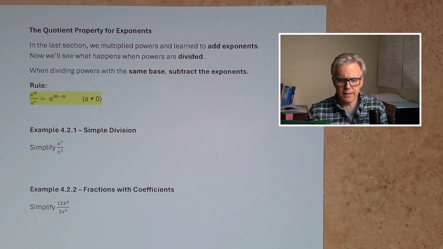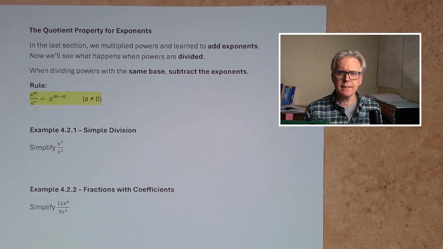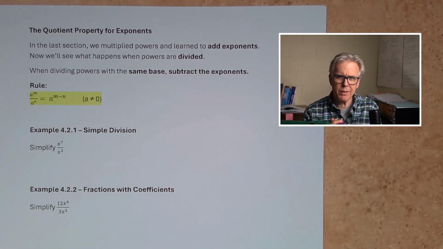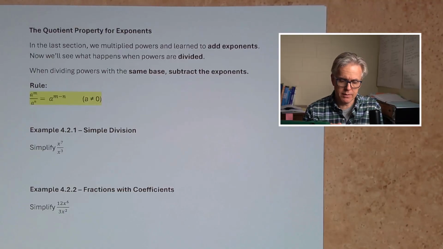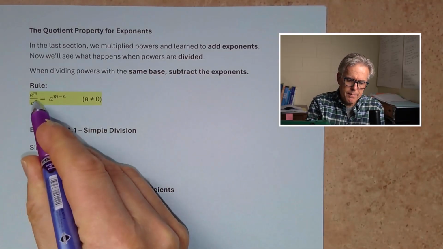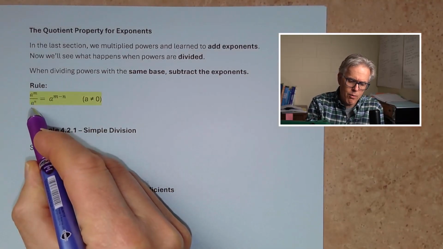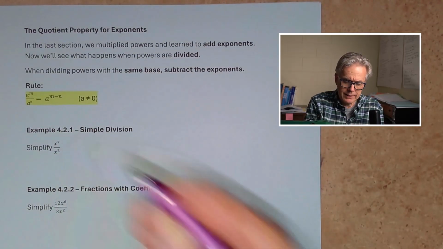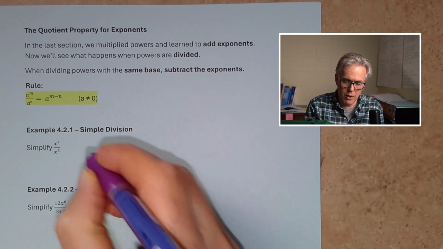All right, in this lesson we're looking at the quotient property for exponents. In the last section we learned that we add exponents when we're multiplying. Now we're going to see what happens when we divide bases that have exponents. So our rule is that for a to the m over a to the n, we subtract the exponents, probably what you expected.